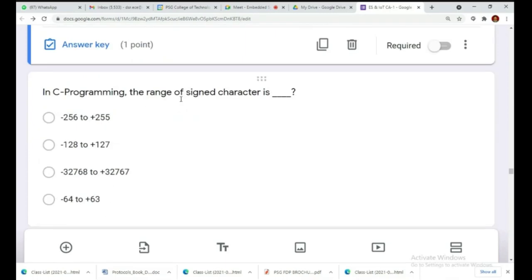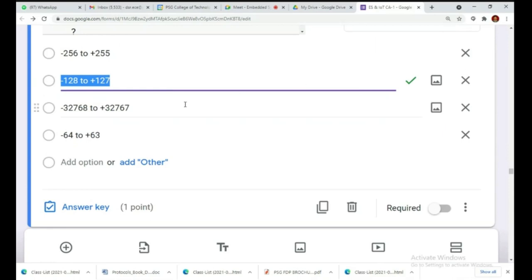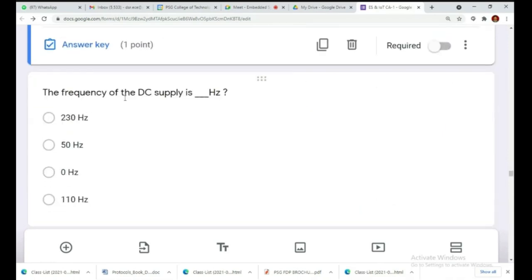In C programming, the range of signed character is, now it is a character. Character means 8-bit. If it is unsigned character, 0 to 255. But signed character means minus 128 to plus 127, which is the right answer.